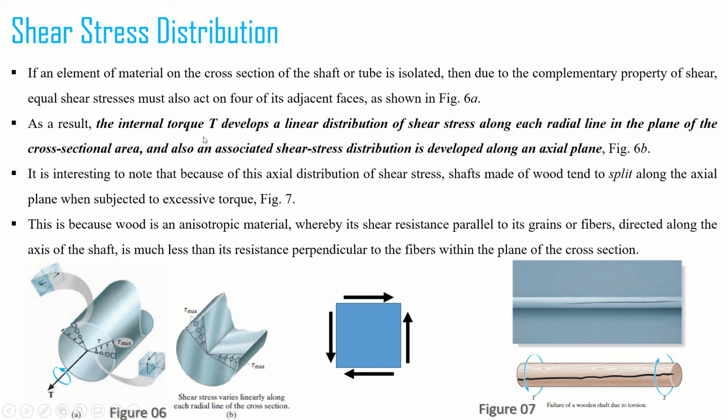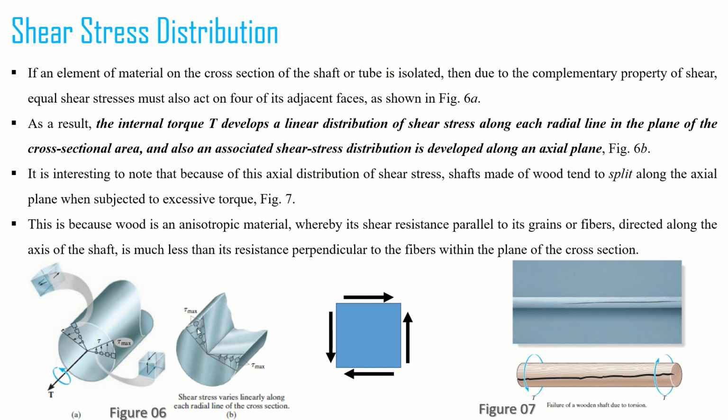As a result, the internal torque T develops a linear distribution of shear stress along each radial line in the plane of the cross-sectional area, and an associated shear stress distribution is also developed along an axial plane, as in figure 6b, right? It is interesting to note that because of this axial distribution of shear stress, shafts made of wood tend to split along the axial plane when subjected to excessive torque. Now you can see that the stress distribution varies from the center. It is zero at the center, and it is maximum at the outer edge of this shaft, right?